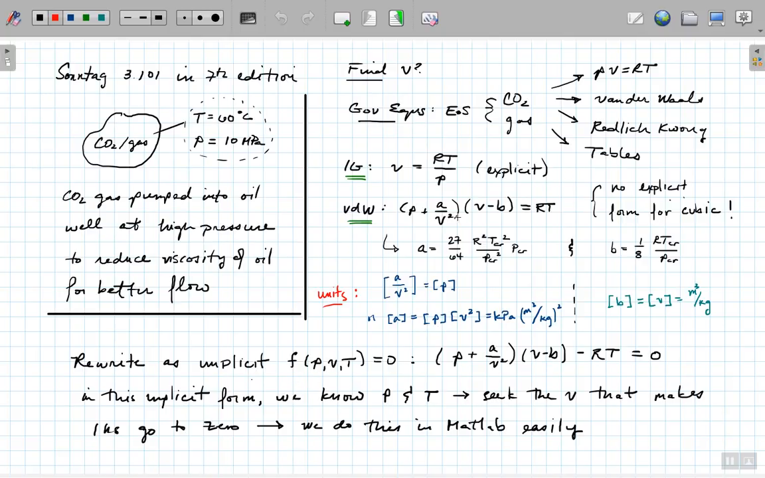We could rewrite this expression, though, in an implicit form, a function f of V, given P and T, equals 0. And we want to find the root of that, basically, knowing P and T. So if we were to bring the RT over to the other side of the expression, this is now our function f, and we want to know the value of V that would make this function f equal to 0.